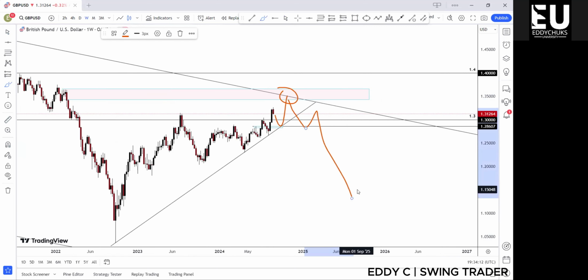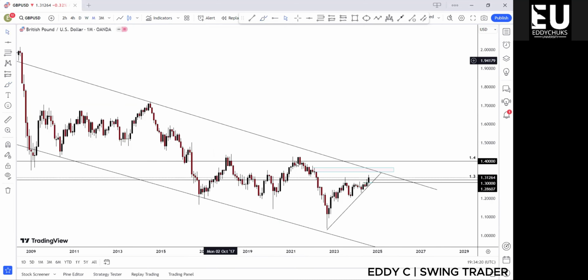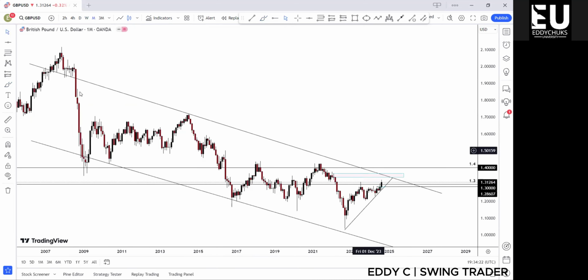Remember, I said the overall trend for GBP USD is still very much bearish, given the price action the market has shown us for the past months now, for the past years since 2006, thereabouts. The market has been very, very bearish. This is roughly about 14 years.